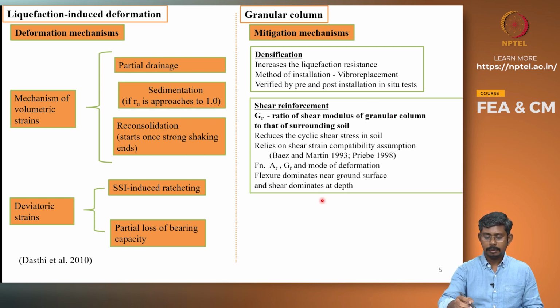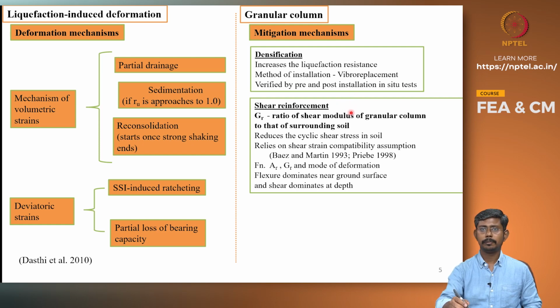And the other important mechanism is shear reinforcement. The shear reinforcement effect arises as a result of the difference in the shear modulus between the granular column and the surrounding soil. Obviously the column is stiffer than the surrounding soil, and this in turn leads to reduction in cyclic shear stresses that are experienced by the soil.